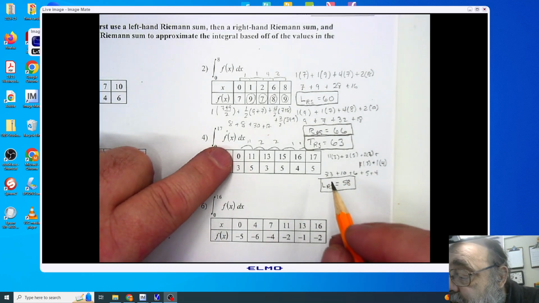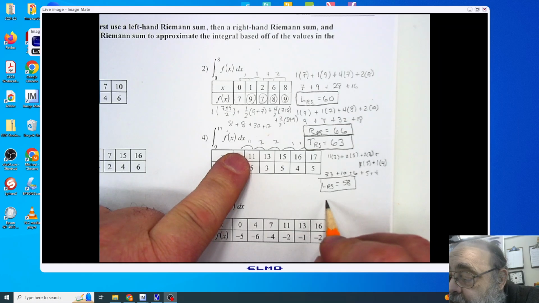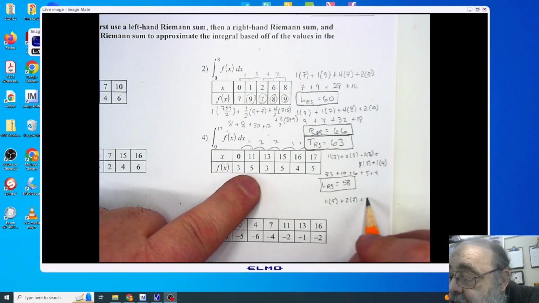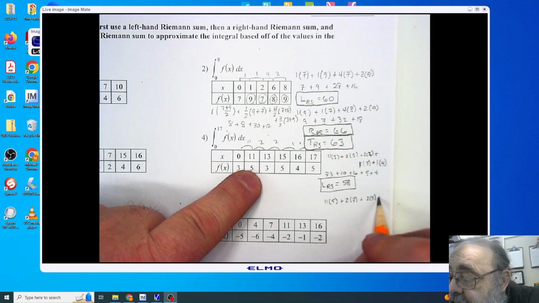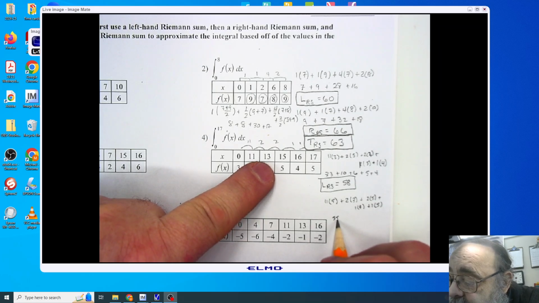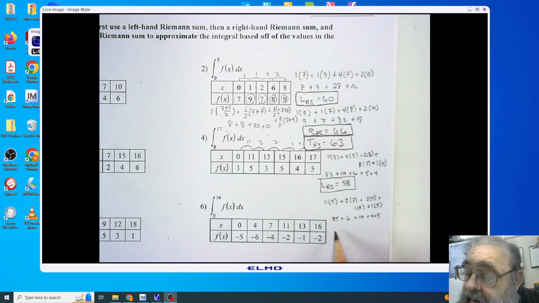I'm now going to repeat the process, but using the 5, 3, 5, 4, and 5. So we have 11 times 5 plus 2 times 3 plus 2 times 5 plus 1 times 4 plus 1 times 5. That's 55 plus 6 plus 10 plus 4 plus 5. And when I add those all together, I end up getting a right Riemann sum, which is equal to 80.